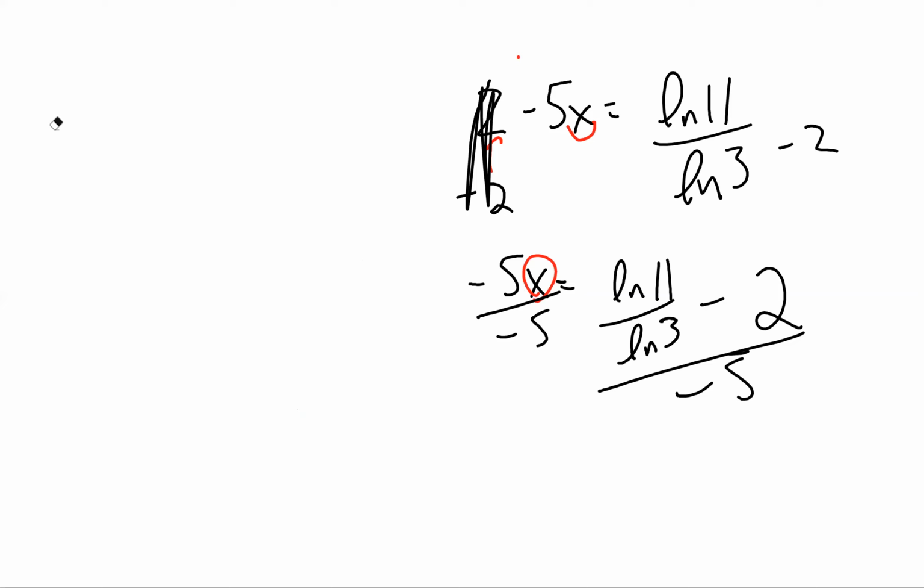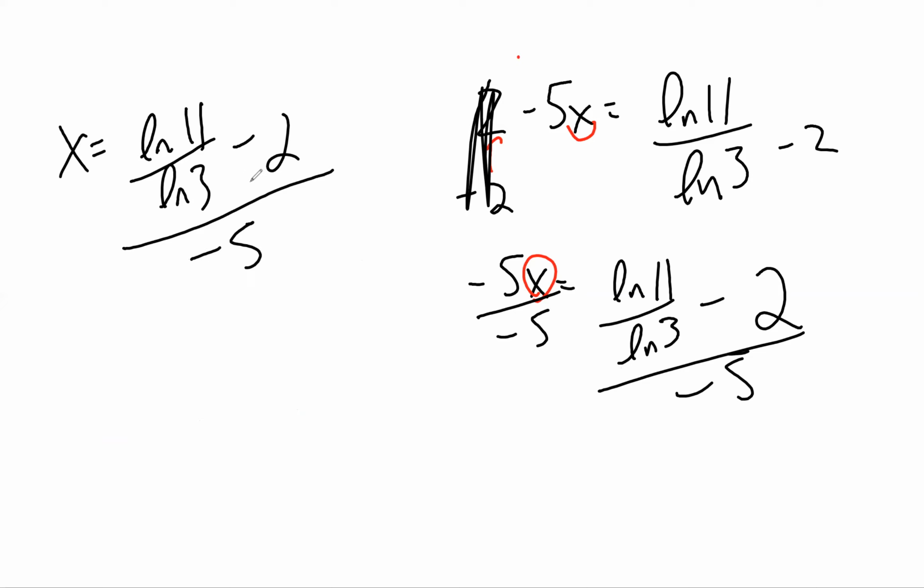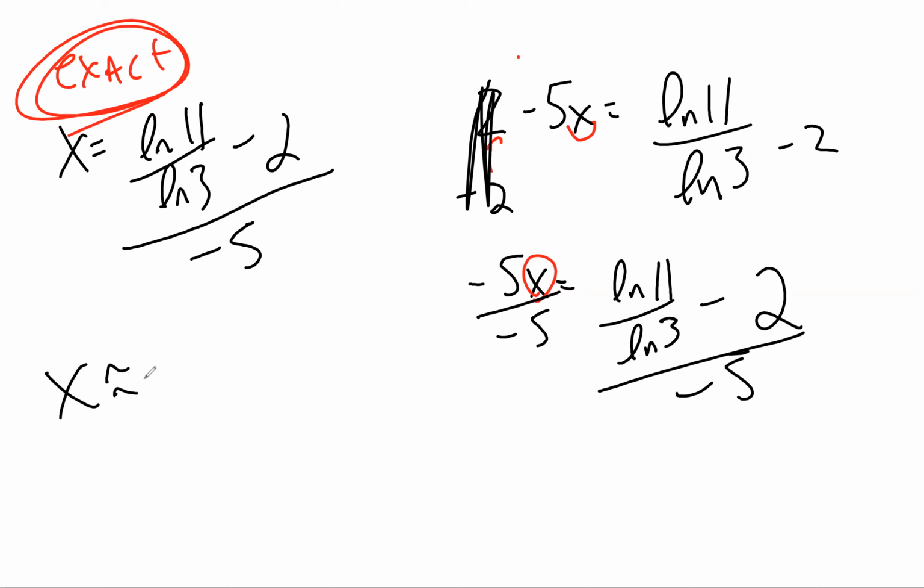As far as my exact answer goes, I'm going to have x equals the ln of 11 divided by the ln of 3 with a big minus 2, and then that whole thing is being divided by negative 5. That's big and bad and ugly, but guess what? This is my exact answer. Now, pause for a moment, reflect on what we did. Let me know your questions because we're almost done. The last thing I need to do is type this into a calculator and get x is approximately something.